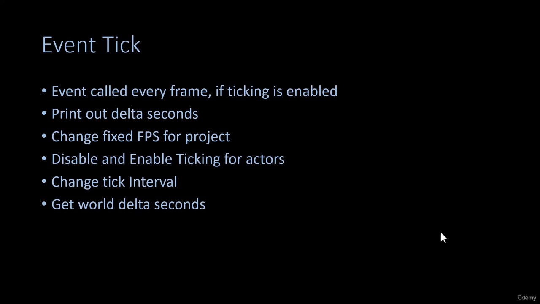Alright, we have been having fun with the event tick. So, event tick is the event called every frame, if tick is enabled for that actor, of course. And you also know how to print out delta seconds for the actor, and how to change the fixed FPS for the project, how to disable and enable ticking for the actors, and you also learned how to change the tick interval. At last, you've learned how to get the world delta seconds. And that is all for this lesson.